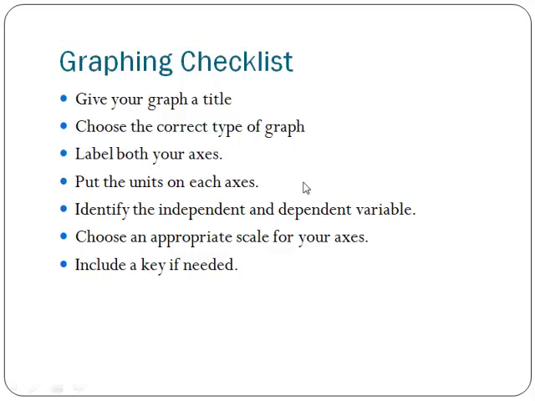You need to make sure the axis, the y and the x-axis, are labeled. You need to make sure you put units on them. So you need to put dissolving time, seconds, type of M&M across the bottom. So you need to make sure they're both labeled. Identify the independent and dependent variable. The independent variable always goes across the x-axis, and the dependent variable always goes across the y-axis.